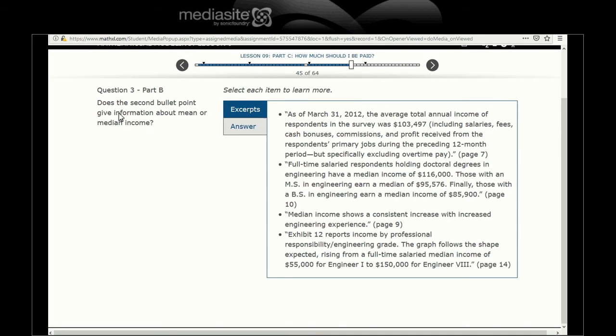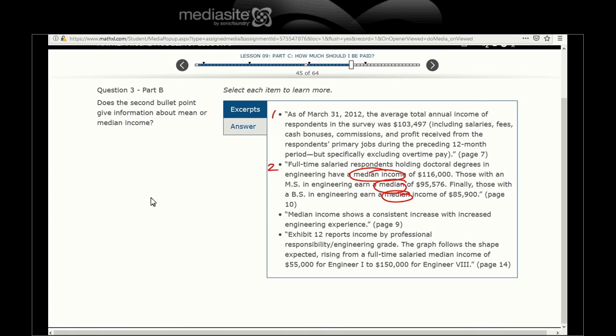Does the second bullet point give information about mean or median? All right, let's read the second bullet point. Here's the first, second. Full-time salary respondents holding doctorates have a median income. Those with a master's degree, median of. Those with a BS, median of. Okay, so it's a median, and what does median mean?